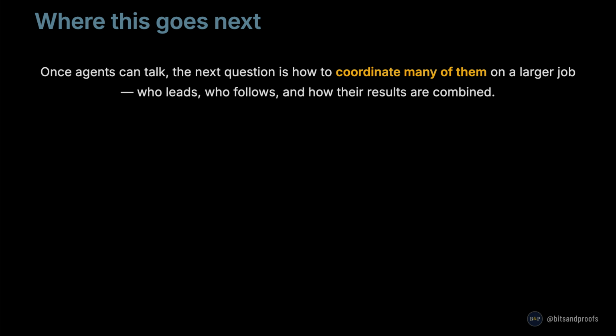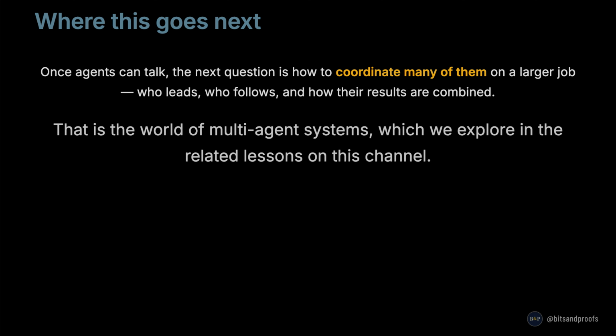So where does this go next? Once agents can talk, the next question is how to coordinate many of them on a larger job. Who leads, who follows, and how their results are combined. That is the world of multi-agent systems, which we explore in the related lessons on this channel.